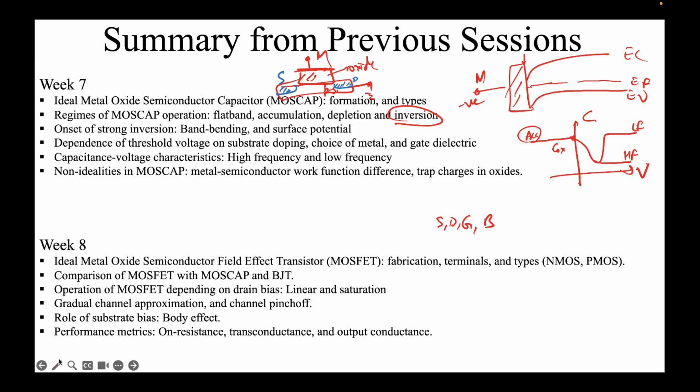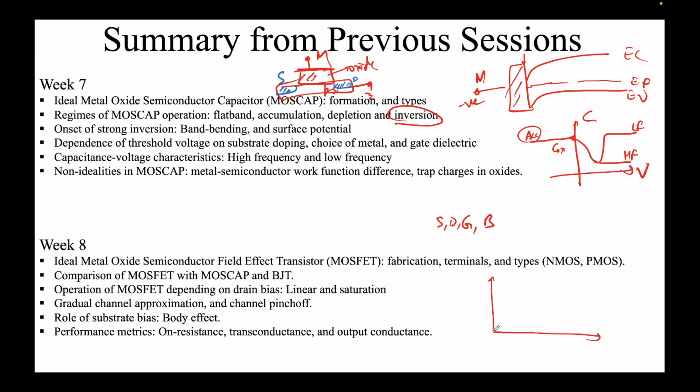We compared this with a MOS cap and a BJT, how in performance wise it's different. And we also saw that if we change the drain voltage, just like we saw in case of a BJT, like IV characteristics, we saw the two regimes that it can happen.